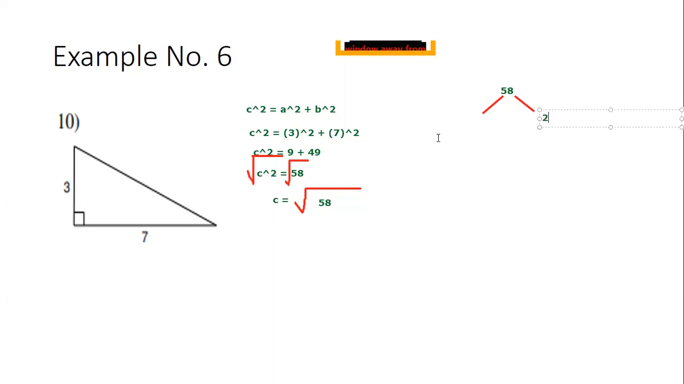What could be the possible value for another factor? We're going to divide 58 by 2, and that's 29. The big question is, can we factor out 29? We cannot factor out 29 because 29 is a prime number, and 2 is also a prime number. Therefore, the value of c that we need is just the square root of 58. So this will be our answer for our particular problem.